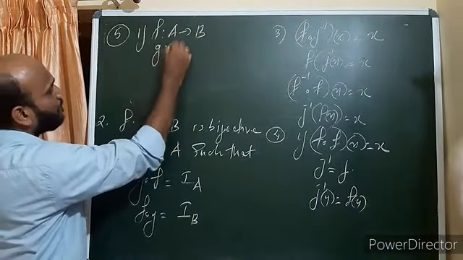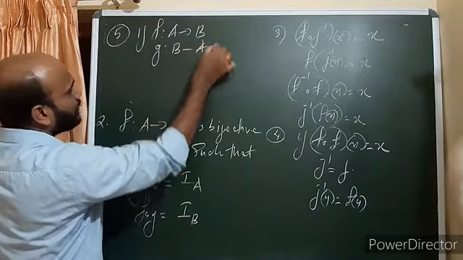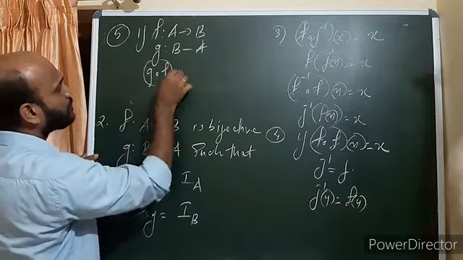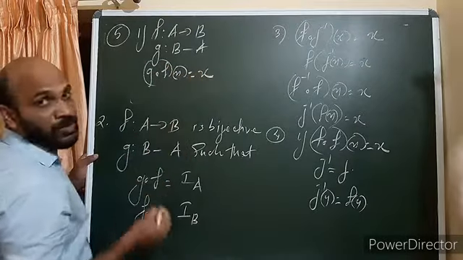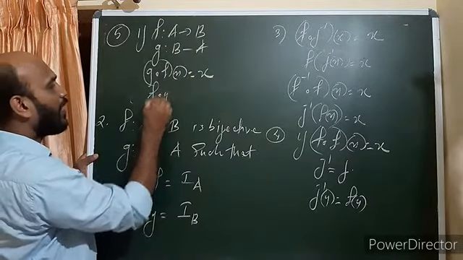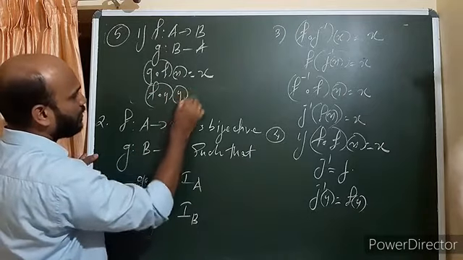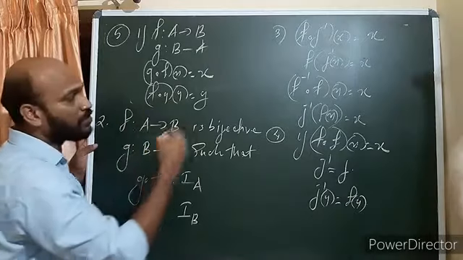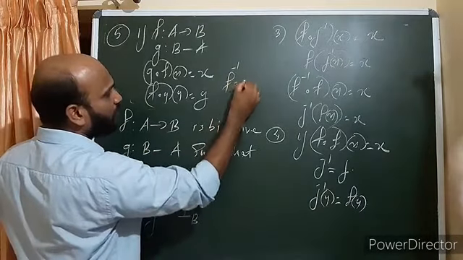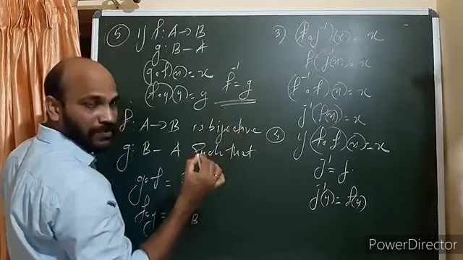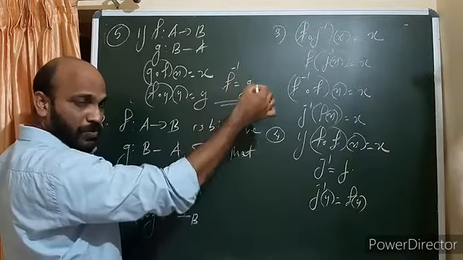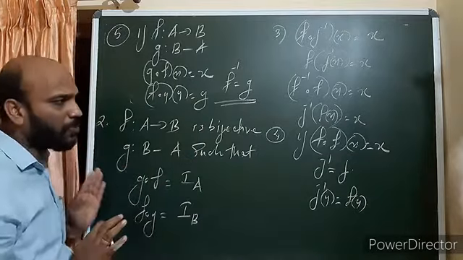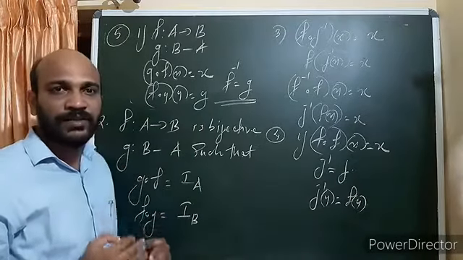Now point 5. If f from A to B is a function, and if there exists a function g from B to A such that g(f(x)) equal to x and f(g(y)) equal to y, then g is said to be the inverse of f. That is f inverse equal to g, or f inverse of y equal to g(y), f inverse of x equal to g(x).